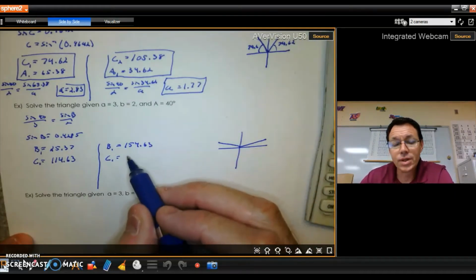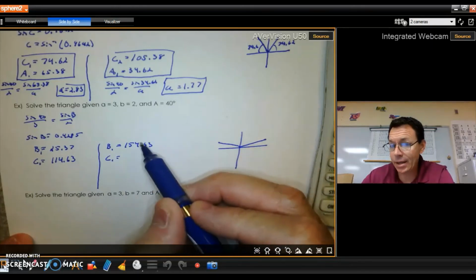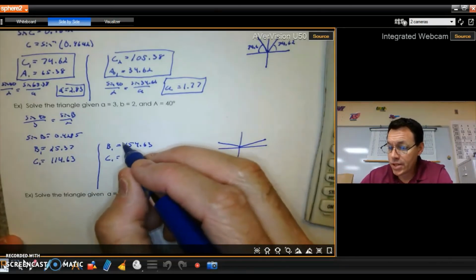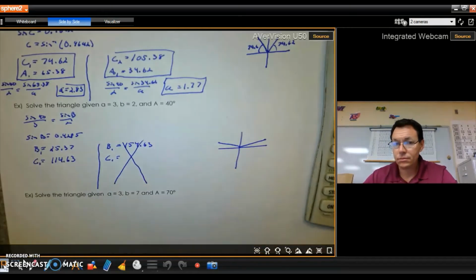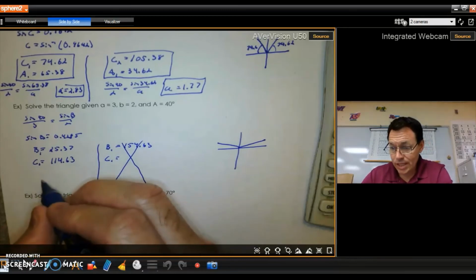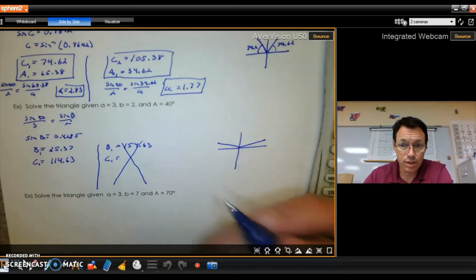For this one, there is no second triangle, okay? These two angles together add up to be over 180, and angles in a triangle have to add up to 180. So this could also happen. There isn't a second triangle. Okay, there's only one triangle. We just need to keep going with this, and there's nothing for us to find over here. So that's good. That's helpful.